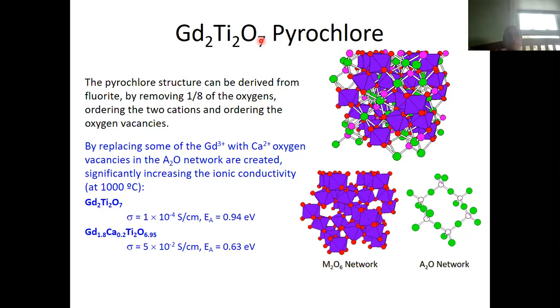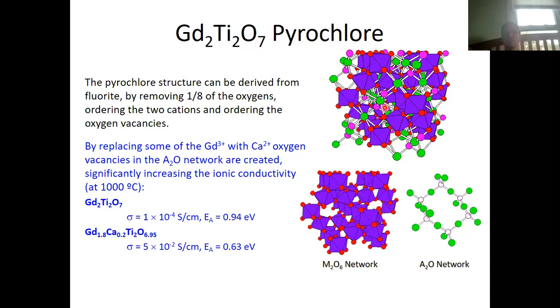And then we do not have four identical metal ions A, but we have two different ones, okay. In this case, it's gadolinium and titanium. Now, in addition to that, in the pyrochlore structure, as I said before, 1/8 of the oxygen ions are missing. Therefore, this is a defect fluorite structure.